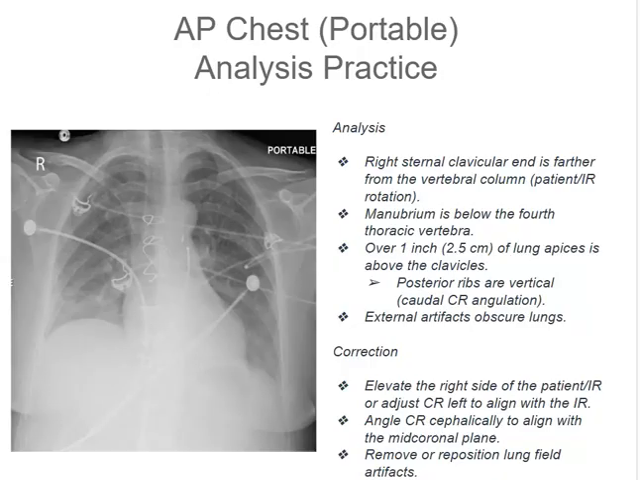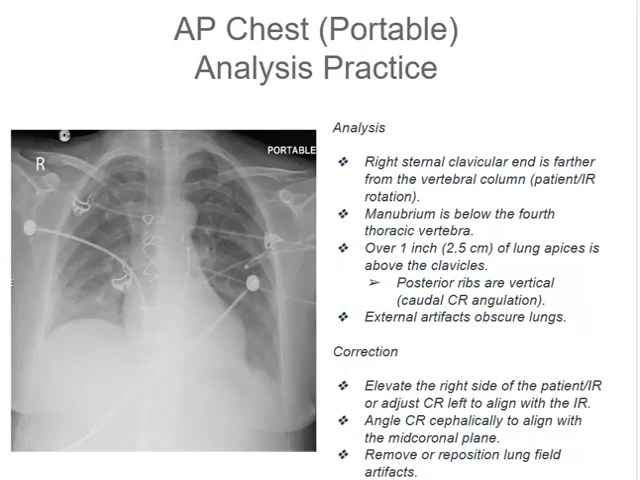Also, you want to look at the manubrium. In this case, the manubrium is inferior to the fourth thoracic vertebra. More than 1 inch of the lung apices is demonstrated above the clavicles. And looking at the posterior rib contour, it is vertical. So we have a central ray angulation here. And we may have rotation. It could be patient rotation, it could be the IR that they're leaning on, or it could be your central ray is angulated towards that right side.